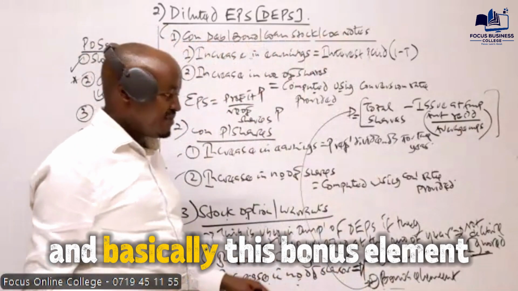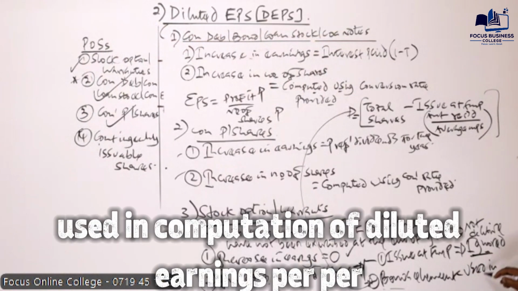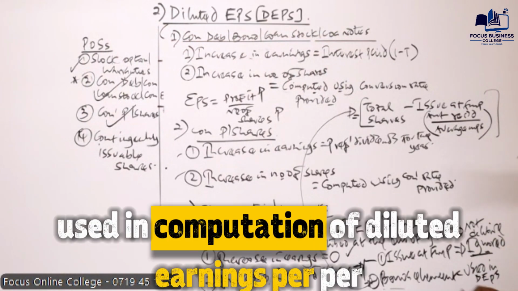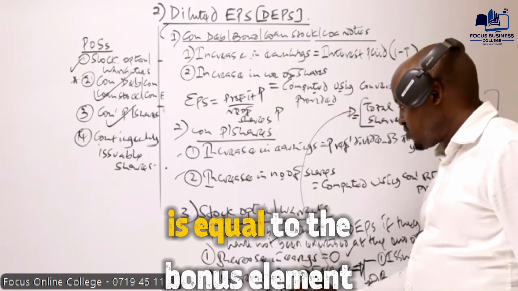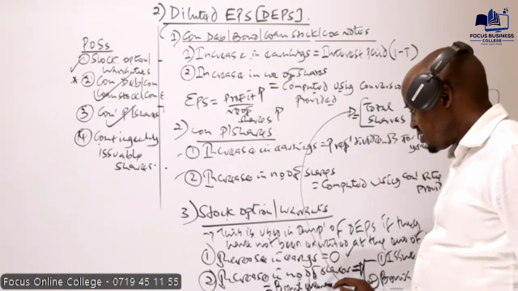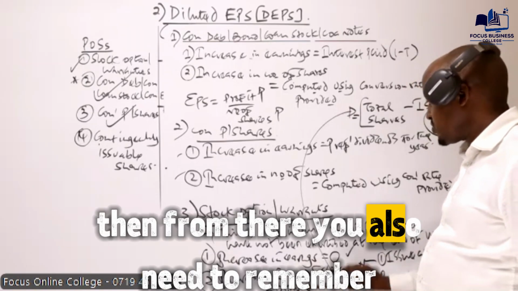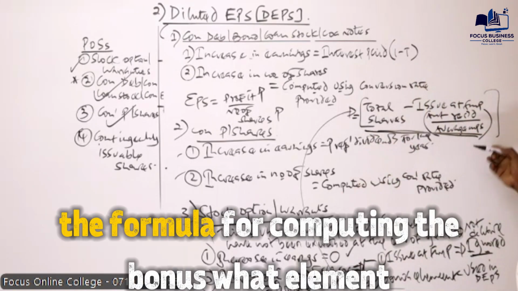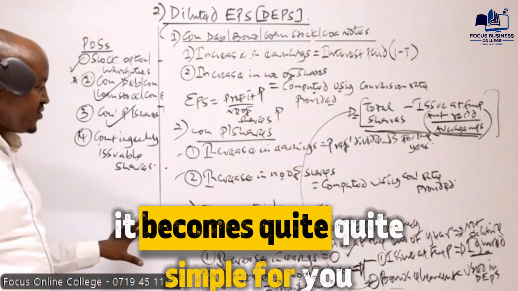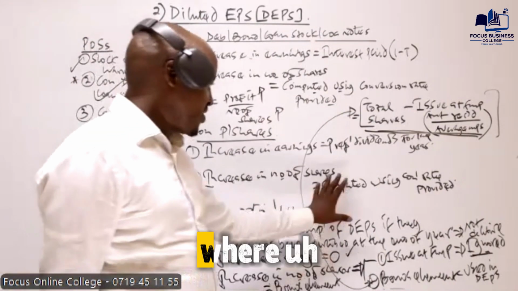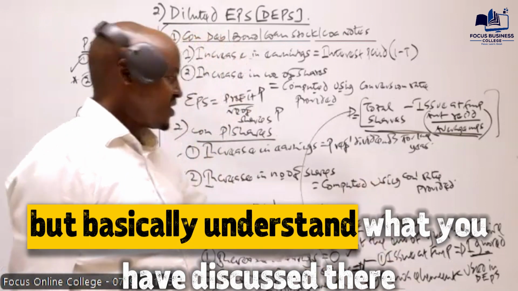This bonus element is what is used in the computation of diluted earnings per share. To make this simpler, we say that the increase in earnings here is equal to the bonus element. You don't have to remember all this. It is equal to the bonus element. Then from there, you also need to remember the formula for computing the bonus element. If you can remember that, it becomes quite simple for you. So you need to understand this. I think this is one of the areas where the majority of students don't get it right, but basically understand what you have discussed there.